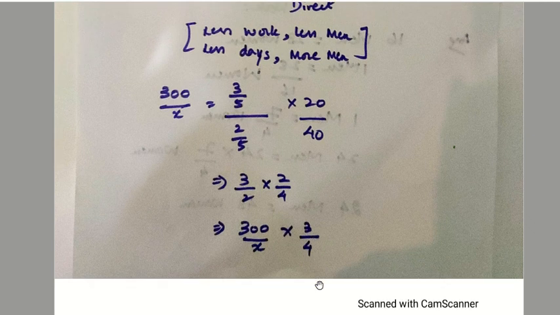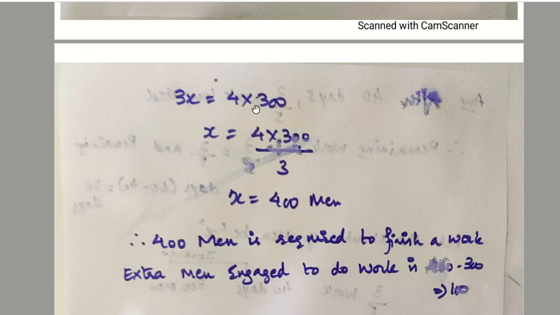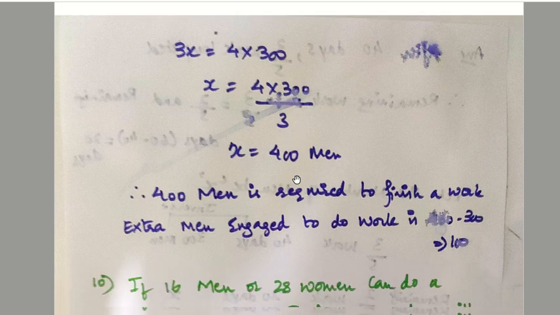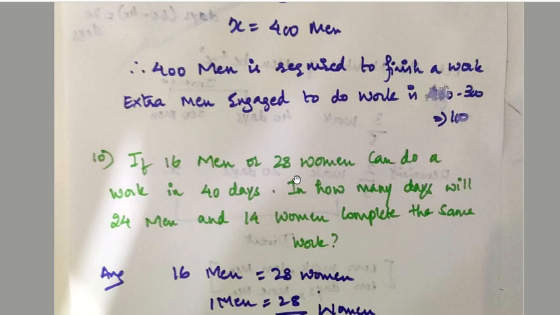So when you solve it out, 3 by 2 into 2 by 4, you multiply it, you get 300 divided by x is equal to 3 by 4, because 2 and 2 get cancelled. Therefore 3x is equal to 4 into 300, x is equal to 4 into 300 divided by 3, x is equal to 400 men. Therefore 400 men are required to finish the work.